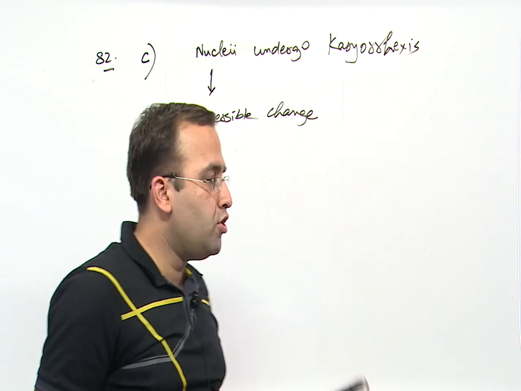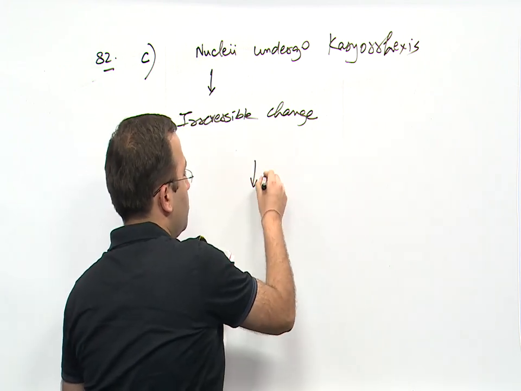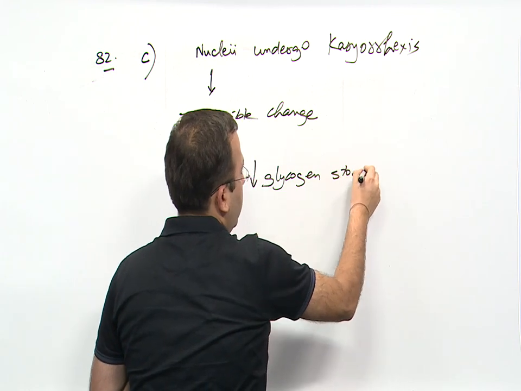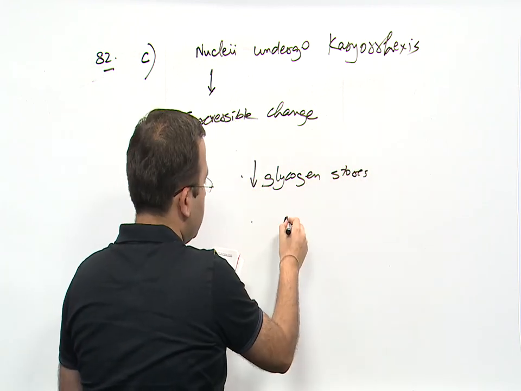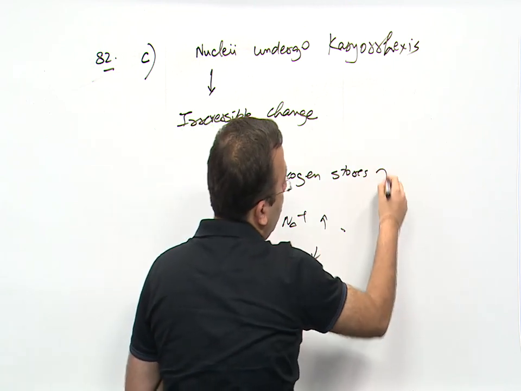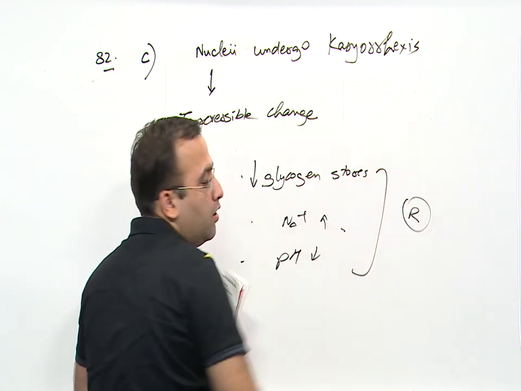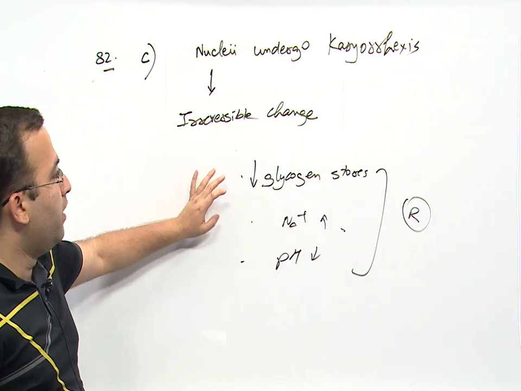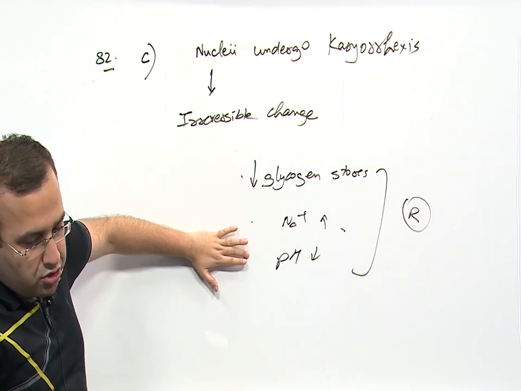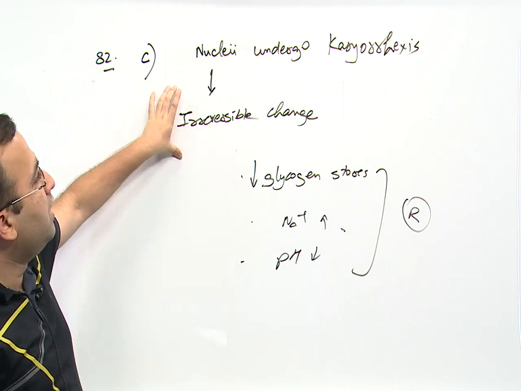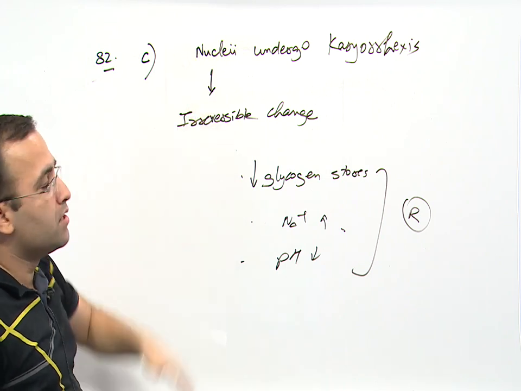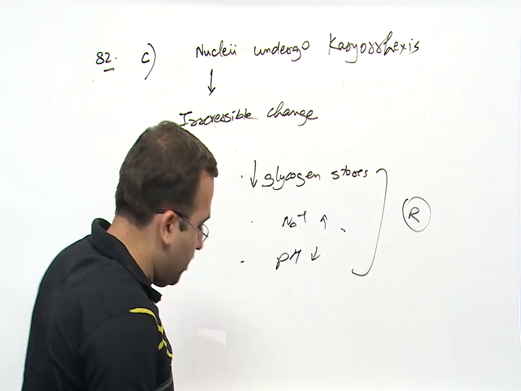Whereas depletion of glycogen stores, sodium increase or pH reduction, all these are reversible in nature. Decreased glycogen, increased sodium or reduced pH, they are reversible. Irreversible changes, nuclei which undergoes karyorrhexis. So the answer is C.